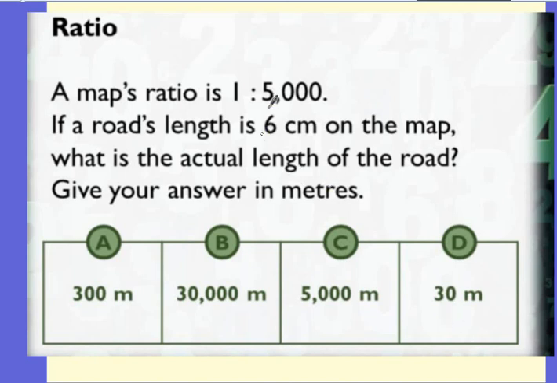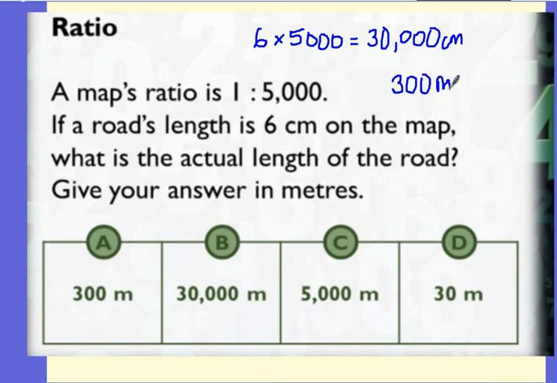Okay, let's go through the answer. So 1 to 5,000 is my ratio. So if I've got 6 centimetres, that's 6 lots of 5,000 centimetres, which is going to give me 30,000 centimetres. We know there's 100 centimetres in a metre, so if I divide that by 100, that tells me I've got 300 metres, which is A.